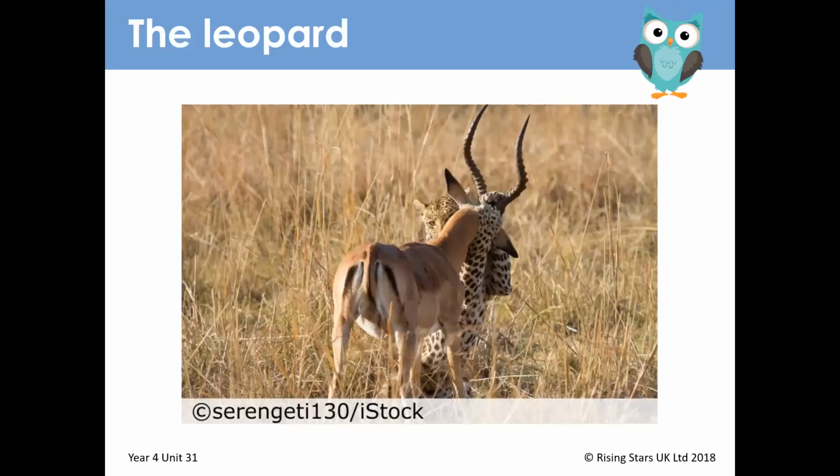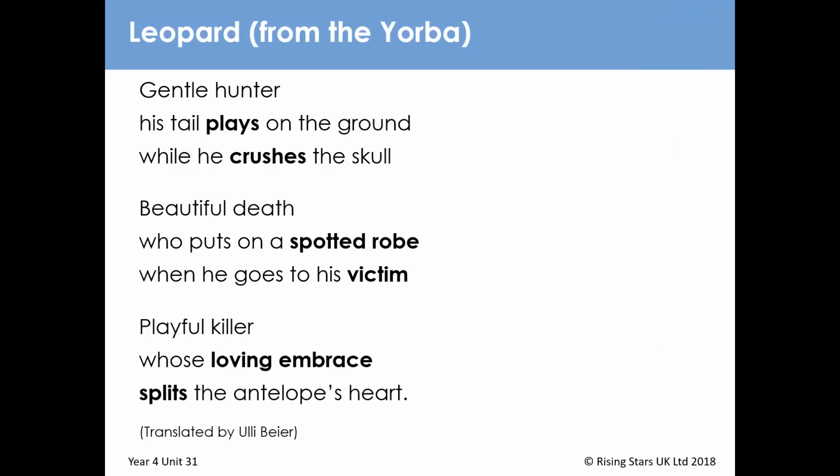Okay, so we're going to be looking at a poem called The Leopard today. Okay, so gentle hunter, his tail plays on the ground while he crushes the skull. Beautiful death who puts on a spotted robe when he goes to his victim. Playful killer whose loving embrace splits the antelope's heart. Okay, so this poem uses all of our focus words.